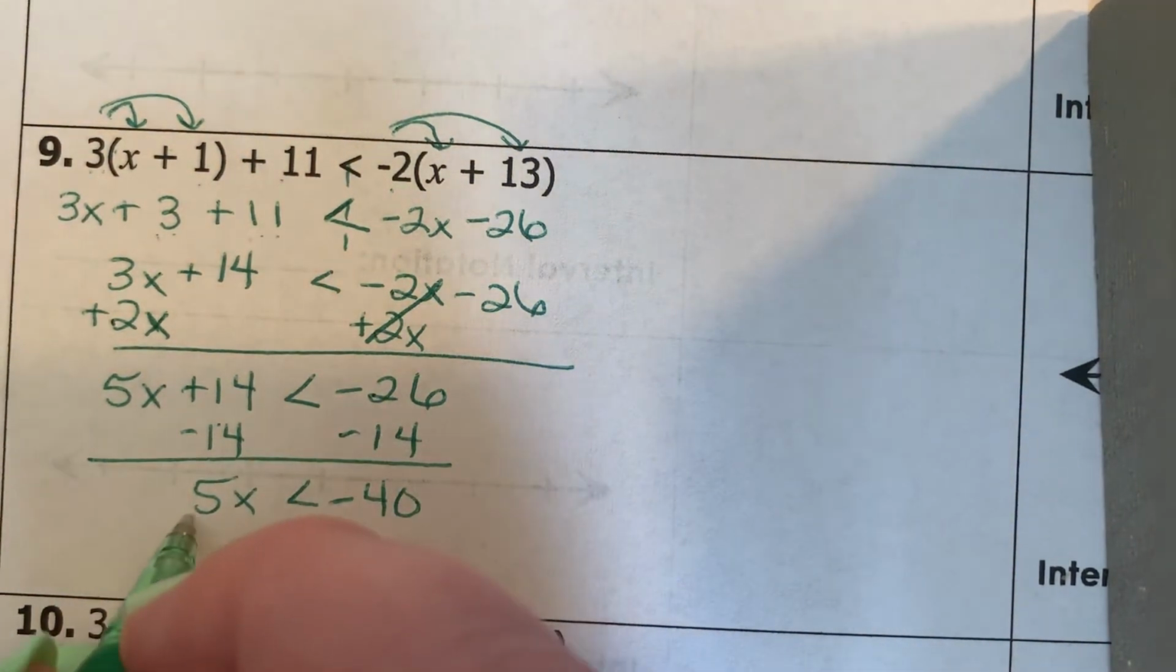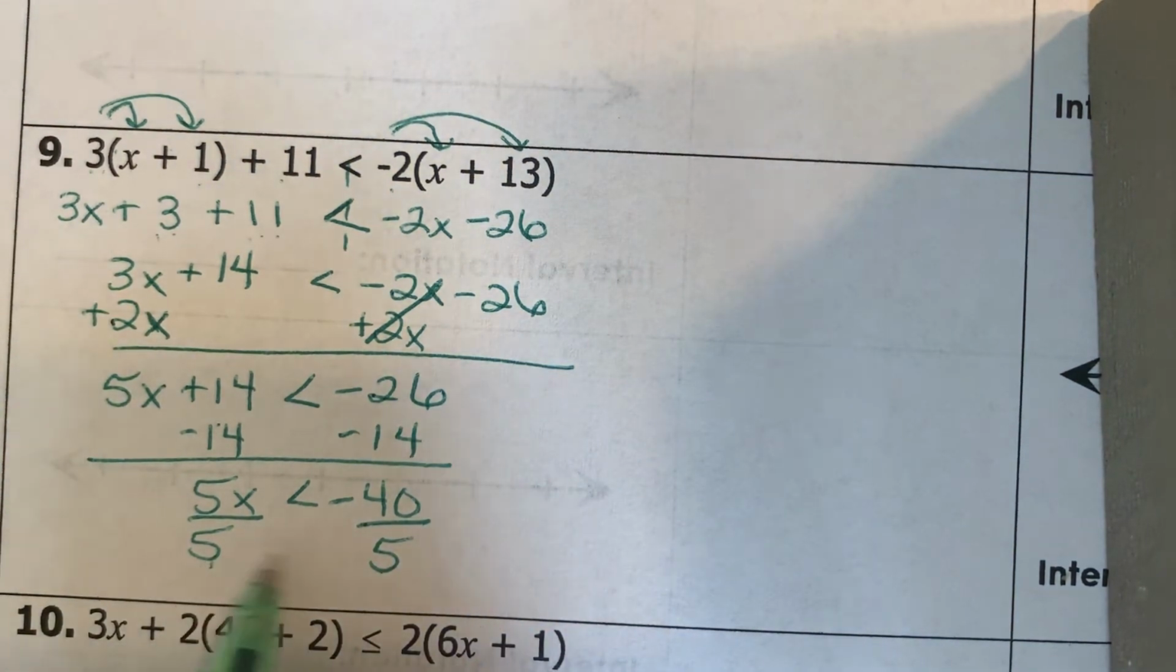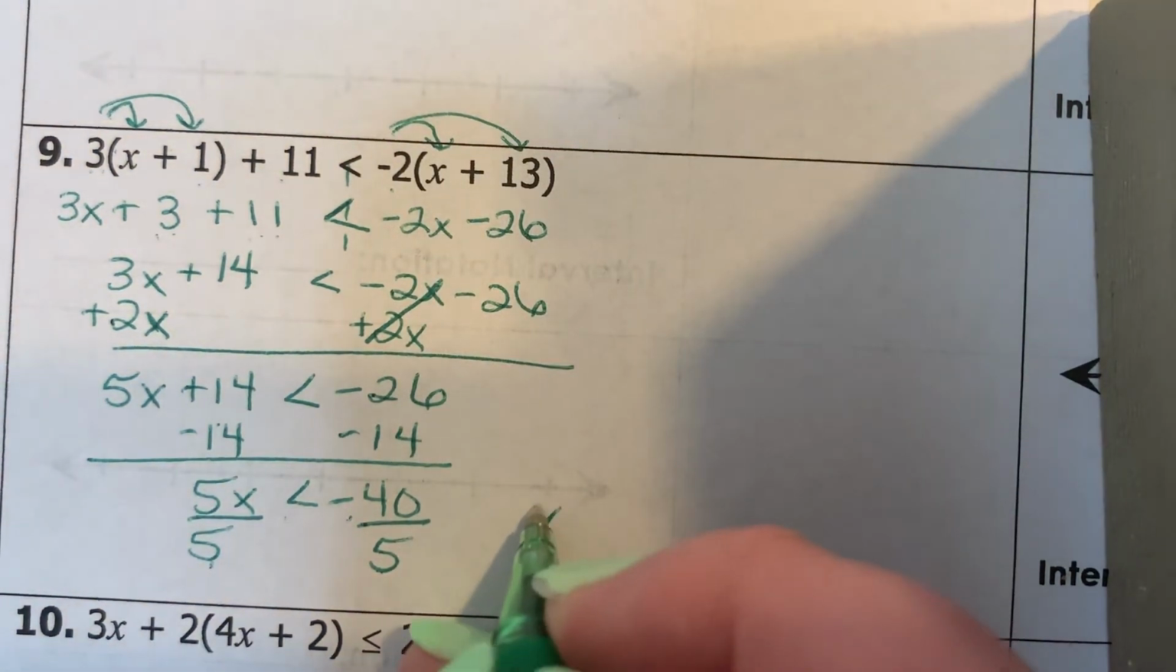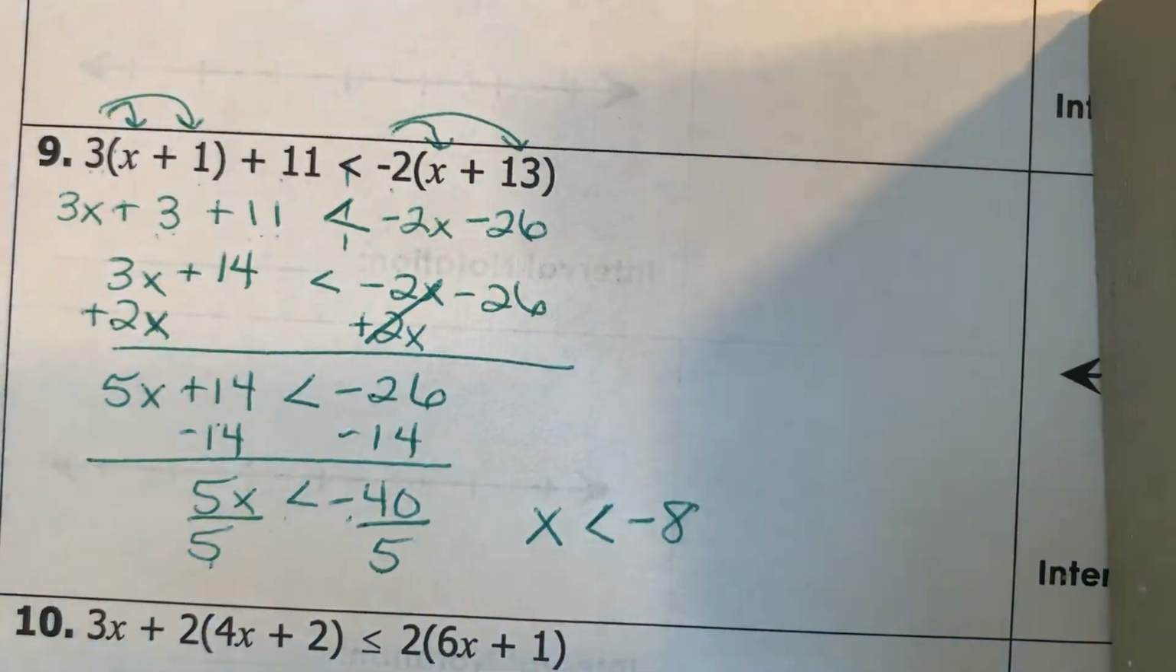Okay, divide both sides by 5. Now, I'm not dividing both sides by a negative. Yes, I'm dividing by a negative here, but I'm not dividing by a negative over here. So I don't need to change the inequality sign. So this is going to be x is less than negative 8.